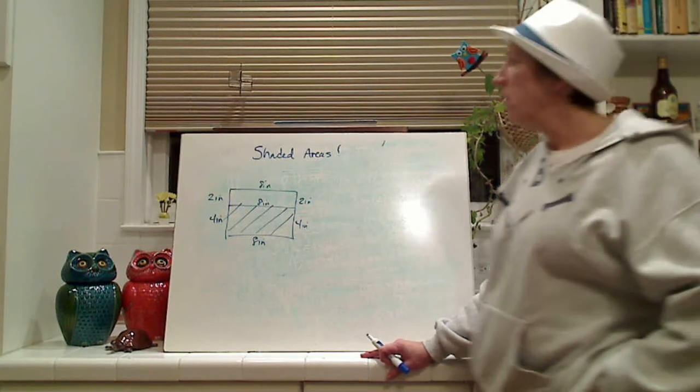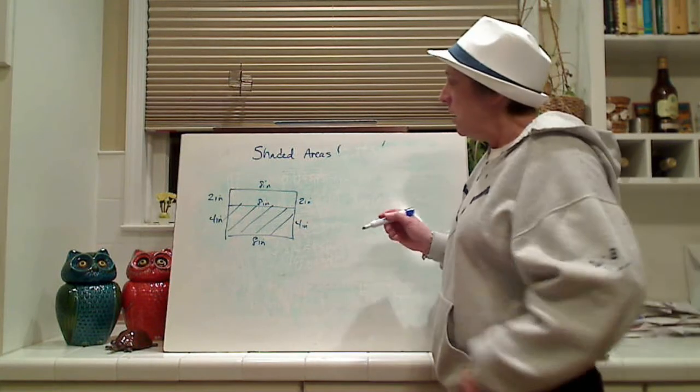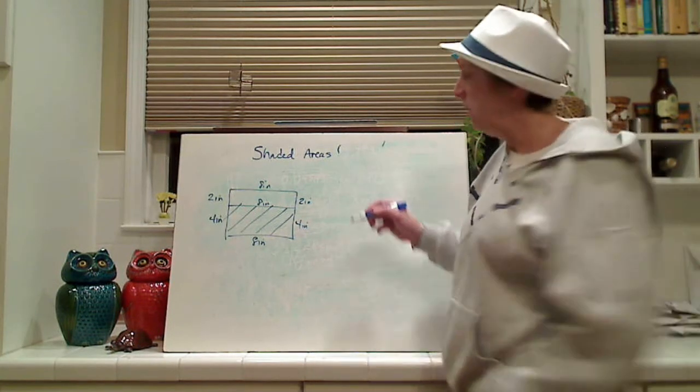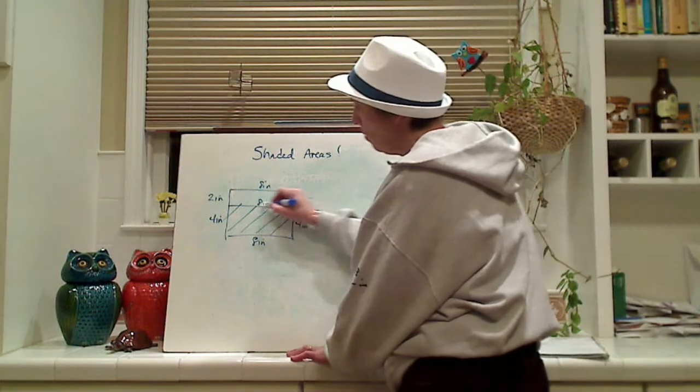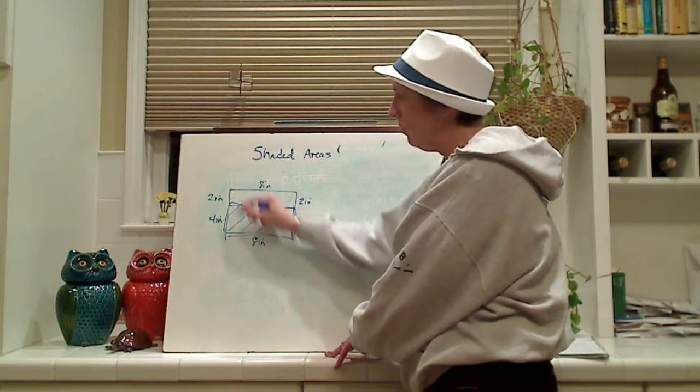Very tricky. For instance, look at this. You have to be careful. Where's the shaded area? It's right here. It's this rectangle right here, and it cuts inside the bigger picture, the bigger rectangle.